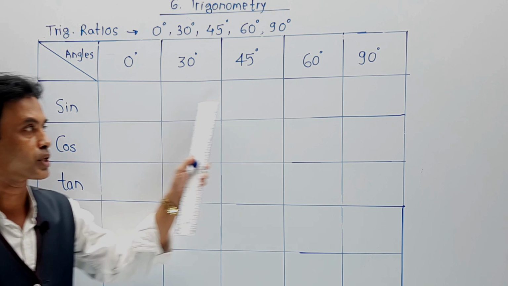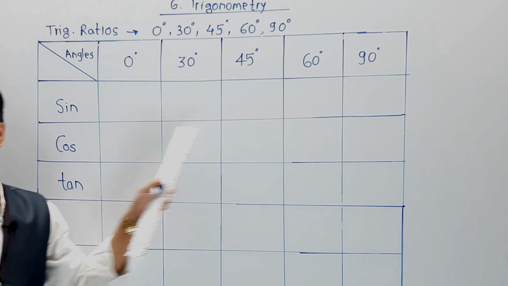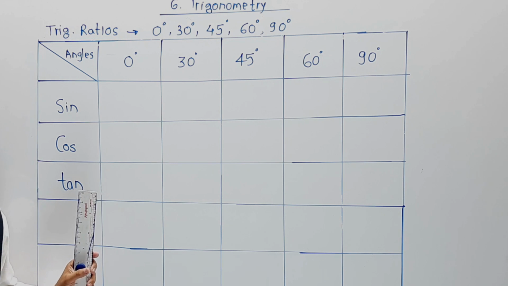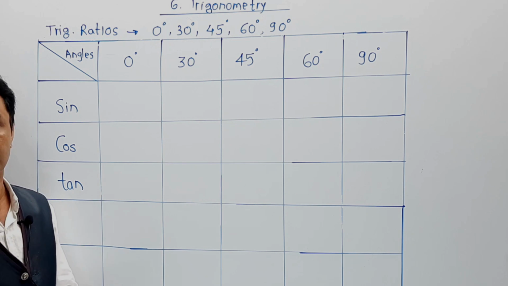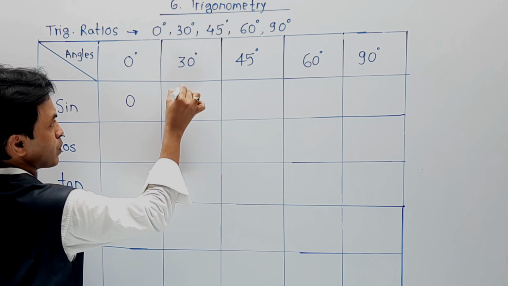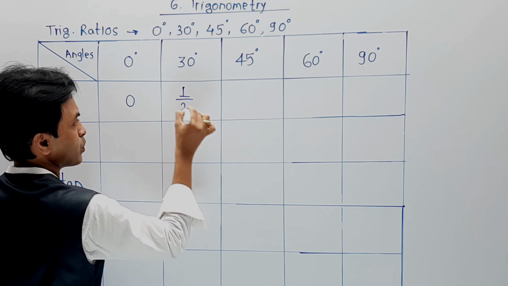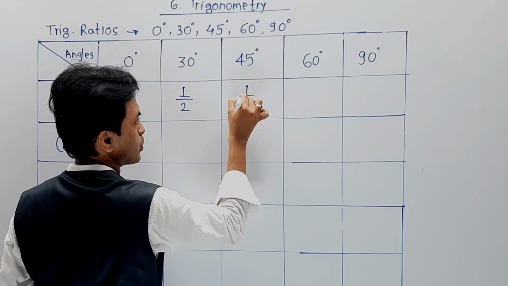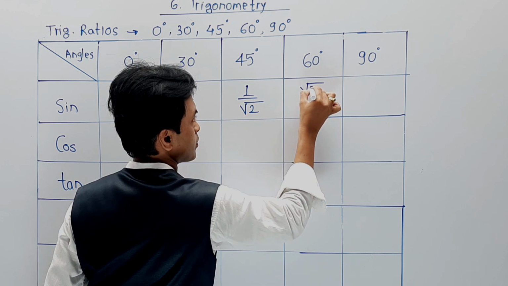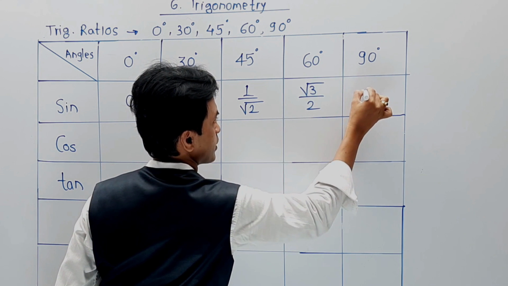Once again, first remember 5 values, write them in reverse order and then take the ratio of sine upon cos, that gives you tan. Now what is the method? First, 5 values. Remember these 5 values: 0, 1 upon 2, 1 upon root 2, root 3 by 2 and 1.